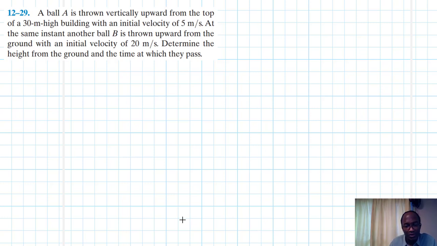Before I start solving this problem, we have two balls, one thrown vertically upward from the top of the building, the other thrown from the ground, both at the same time. We are asked to determine the height from the ground and the time at which they pass each other, at that instant when they just pass each other.